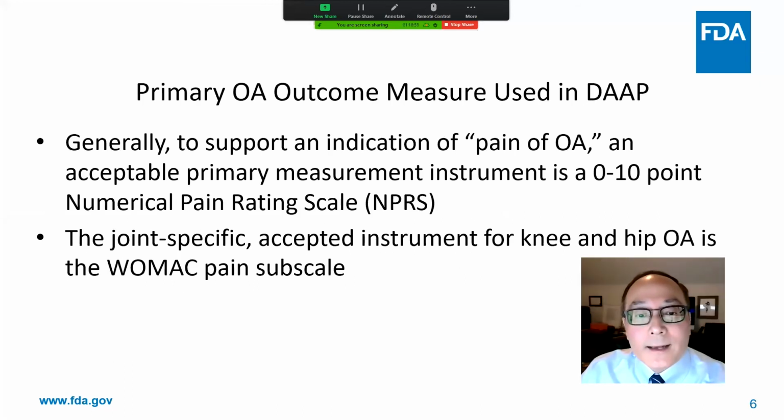I've stressed that for OA products, DAP focuses on the chief complaint of pain. Therefore, the primary outcome measure for studies supporting an indication of the pain of OA are based on an outcome measure related to pain intensity. The generic acceptable method by which patients can report pain intensity is a numerical pain rating scale. The corresponding accepted outcome measure for OA of the hip and knee is the WOMAC pain subscale.